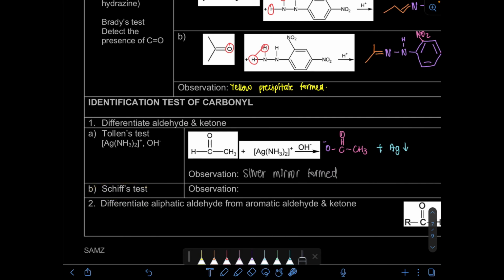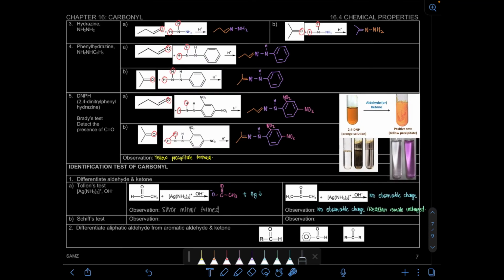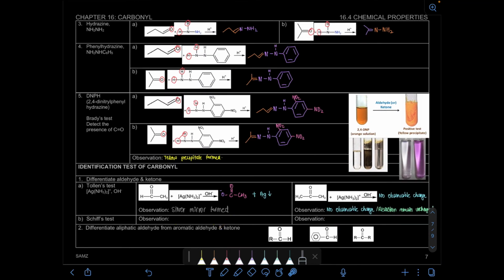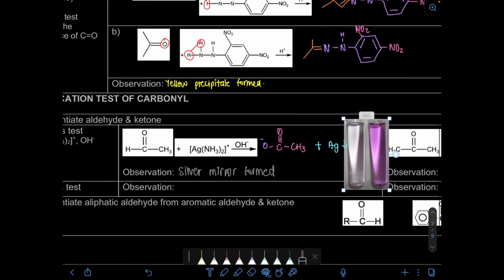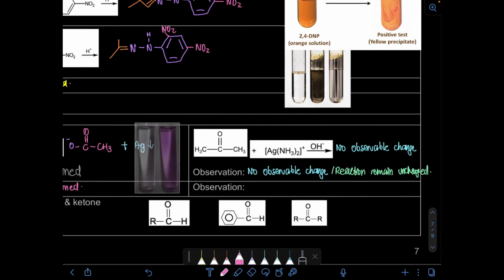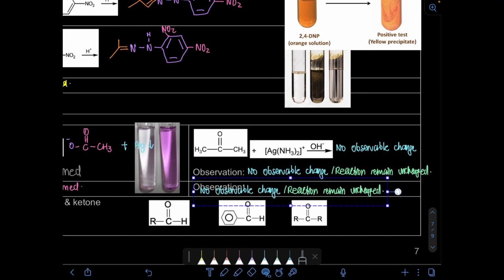So let's look for your Schiff test. Schiff test ni tak perlu belajar reagent, just kena tahu observation je. Okay, so what is the observation dia? Okay, observation dia adalah so this is actually the result for Schiff test. Kalau positif, dia akan form a pink solution. So kita kata pink solution form for aldehyde. So kalau ketone masih lagi sama, no observable change ataupun reaction remain unchanged. So daripada original dia colorless solution.